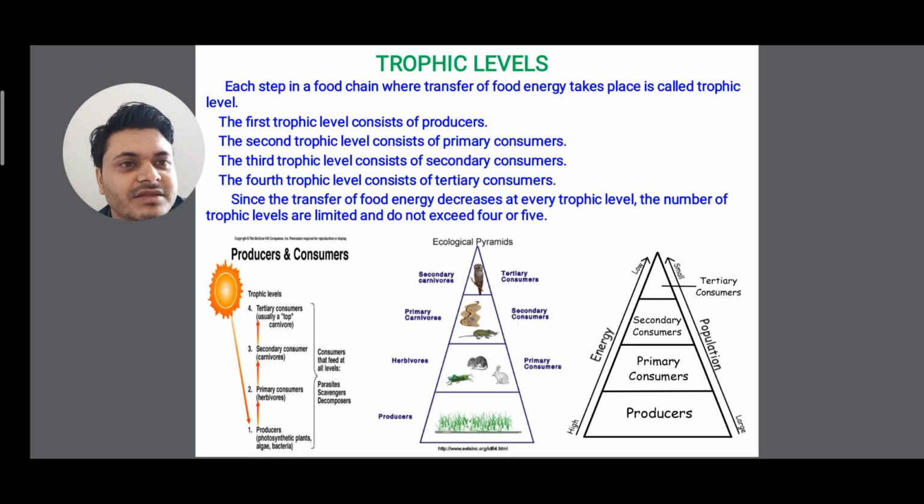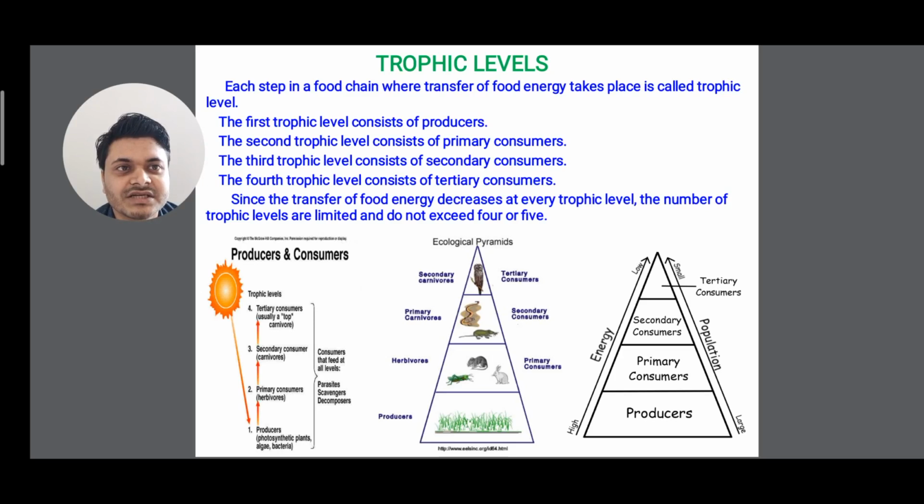All right. You can see the pyramids are given below. You can see in the pyramids, every stage is mentioned. There are different stages. All the stages are divided, isn't it? First stage is the producer, second is the primary consumer, then the secondary consumer, then the tertiary consumer. All right. So each of these stages is called a trophic level. Clear? So there are 1, 2, 3, 4 trophic levels here. So the first trophic level consists of producers, and the second trophic level consists of primary consumers. The third trophic level consists of secondary consumers, and the fourth trophic level consists of tertiary consumers.